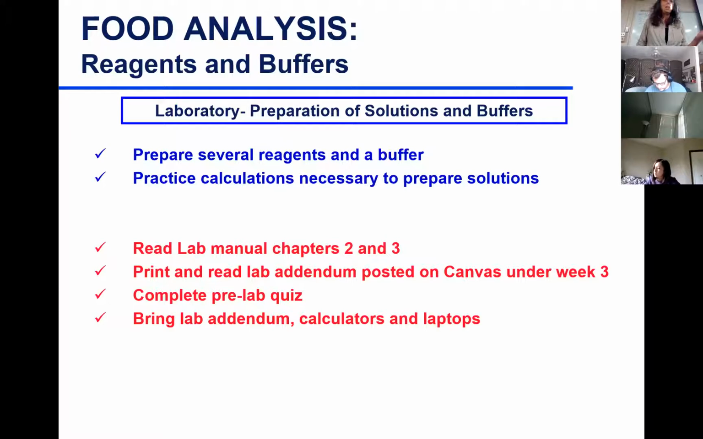So for your lab on Monday, here's the thing. We have the pre-lab quiz. So you're going to solve the pre-lab quiz. Everything you solve are the calculations you need to actually prepare your reagents in the lab. So what we'll do in the lab on Monday is go through and make sure you've done the correct calculations that will get you to prepare your reagents.